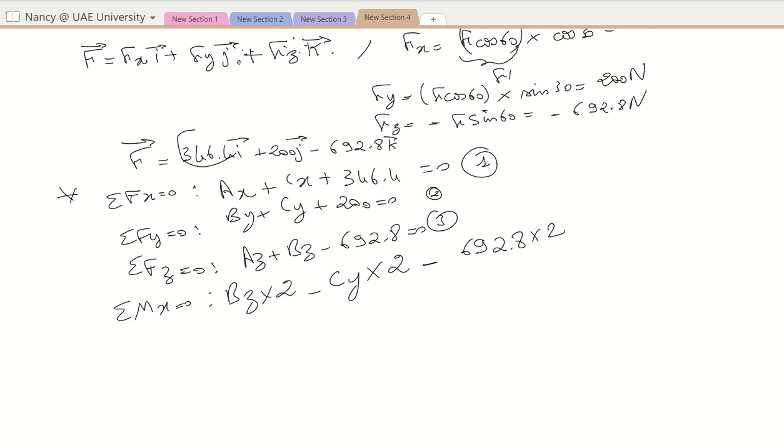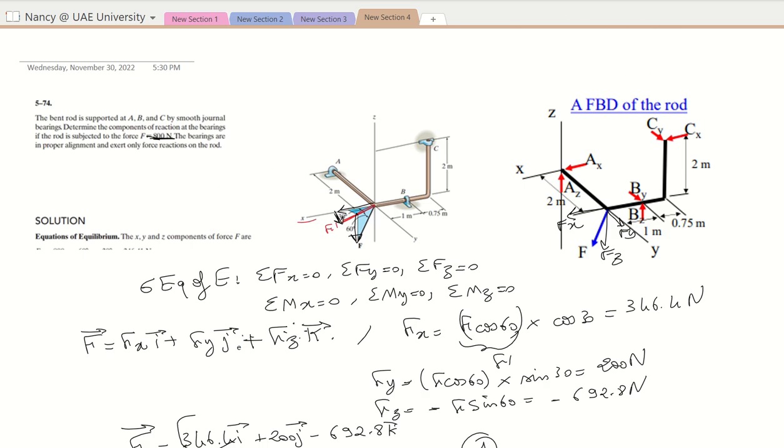Okay, so this is the first equation. Then we need to do summation of moment about the y-axis. So about the y-axis, let's check what forces will make moment. This is my y-axis. Ax and Az will not make moment because they are touching the y-axis.